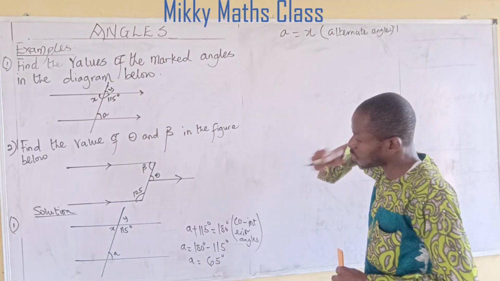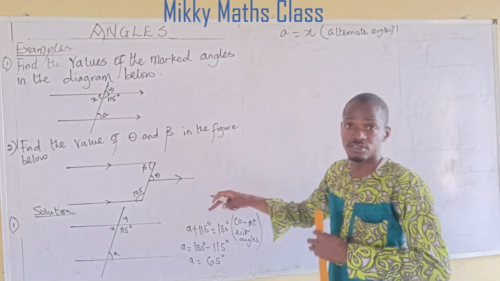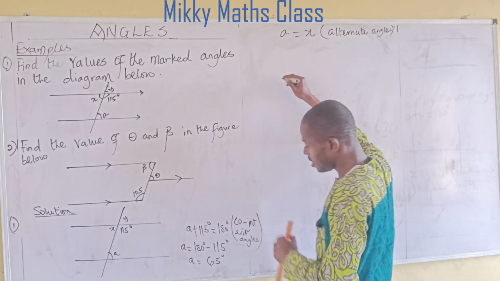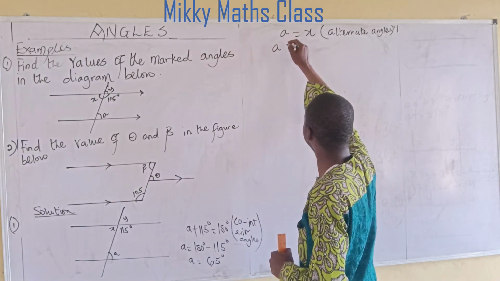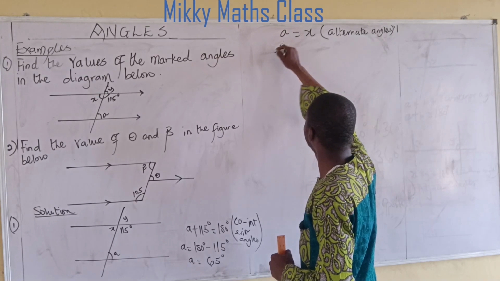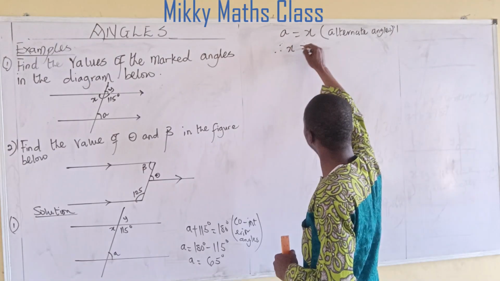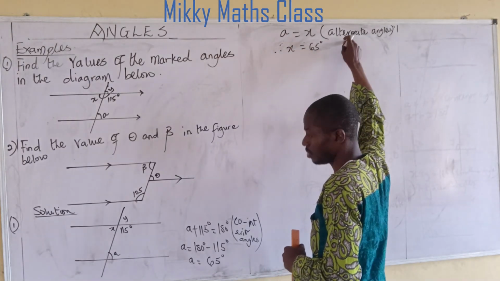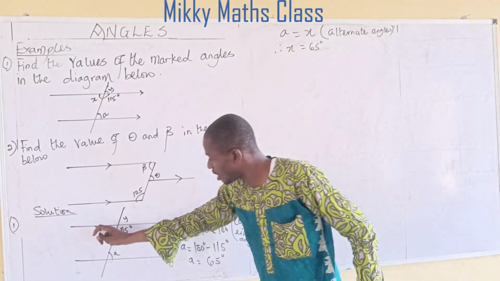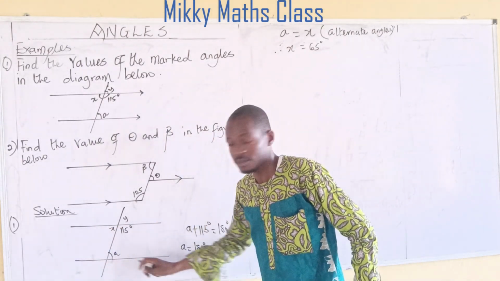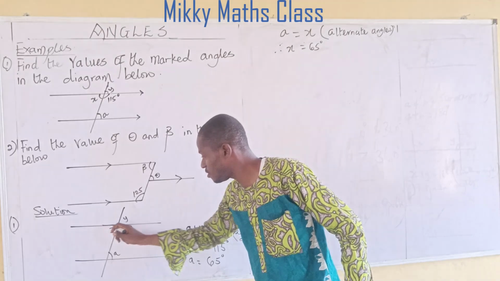Now, when you are solving questions like this, you must always put the reason. Now, our A is 65 degrees. Therefore, our X is equal to 65 degrees. Because, look at it, we can form our Z, Z.